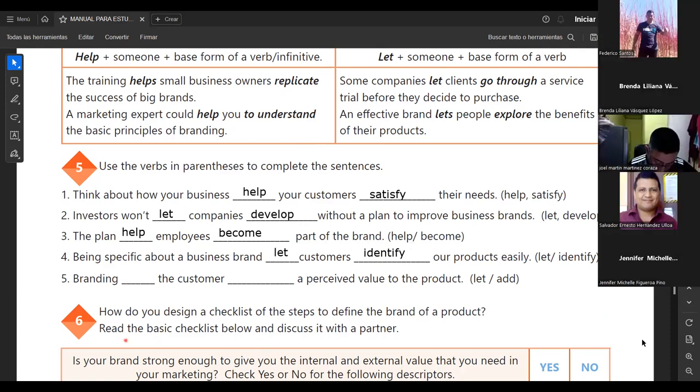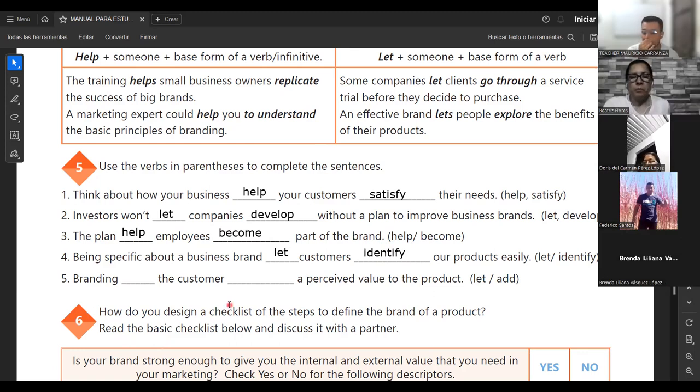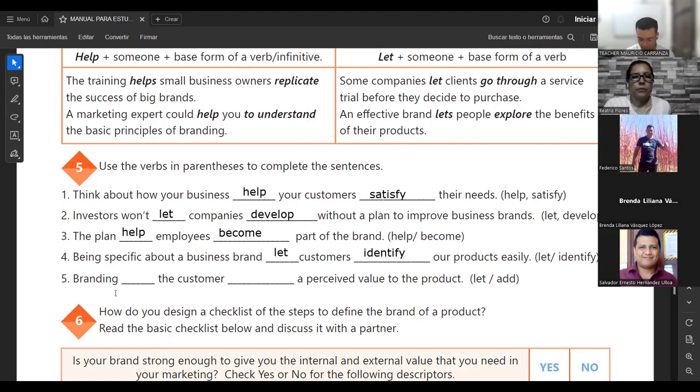And let's see. Salvador, the number five. Branding lets the customer add a perceived value to the product. Yeah, very good. Thank you very much. Okay, so as you can see, it is very easy to use help or let. The only difference is that help allows to use the infinitive, but basically it's the same. Okay, any question?